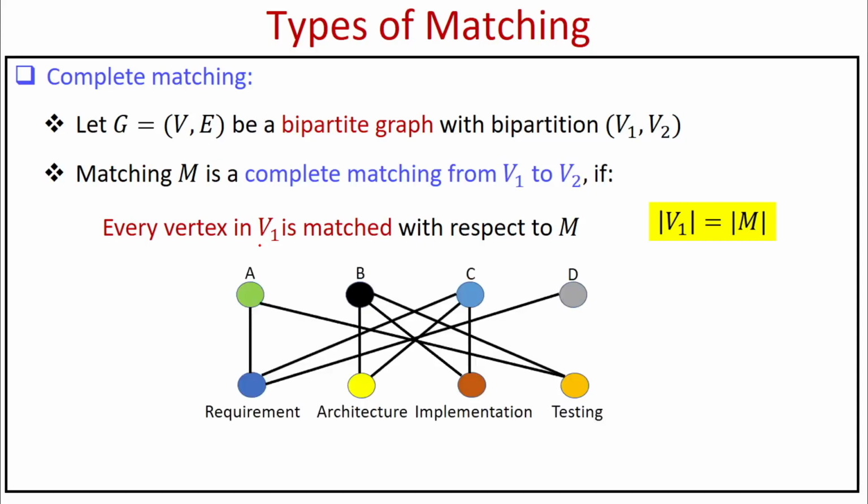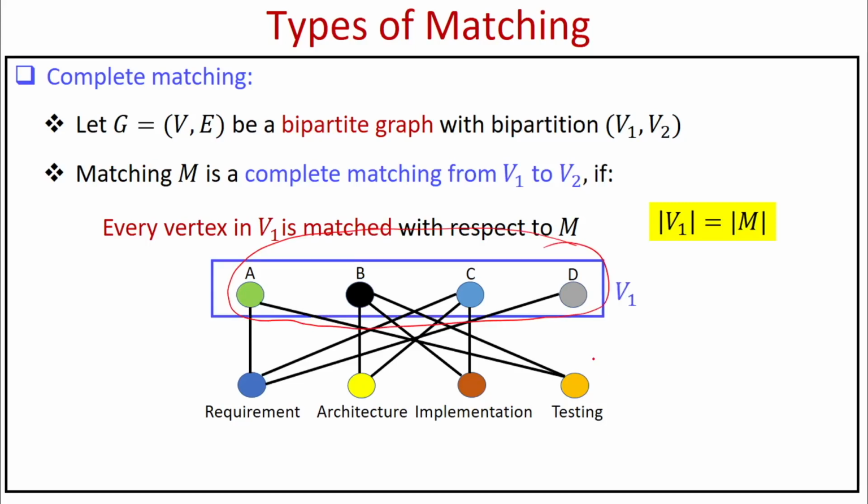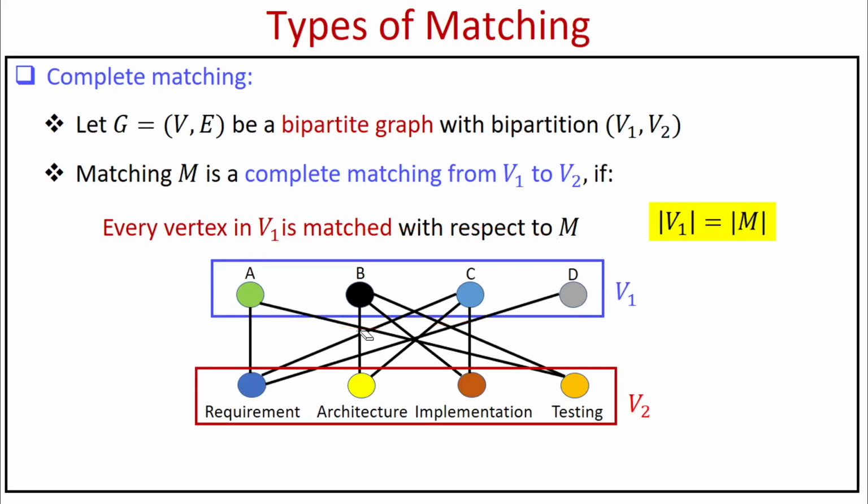Okay. So for instance, if I take this bipartite graph, it's easy to see that this is a bipartite graph because I can put A, B, C, D in one subset, and I can put requirement, architecture, implementation, and testing in another subset. And this is a bipartite graph, but it is not a complete bipartite graph. And when I'm defining complete matching, I don't need a complete bipartite graph. It is defined with just a bipartite graph. Why is this graph not a complete bipartite graph? You have many missing edges here. So for instance, I don't have the edge from D to testing and so on. This edge is not there.